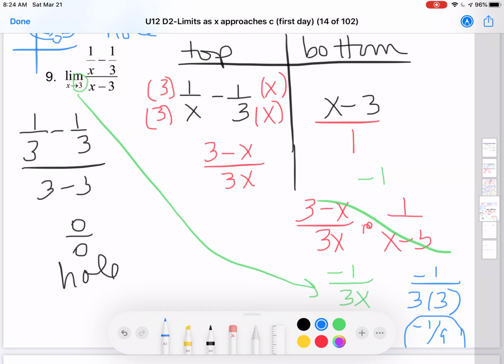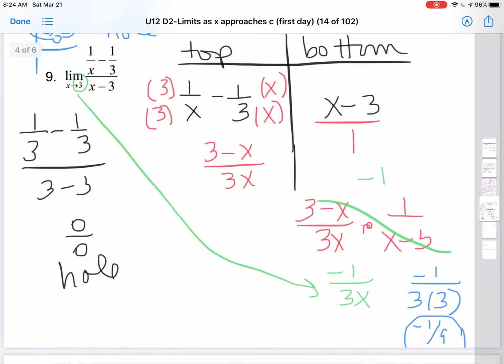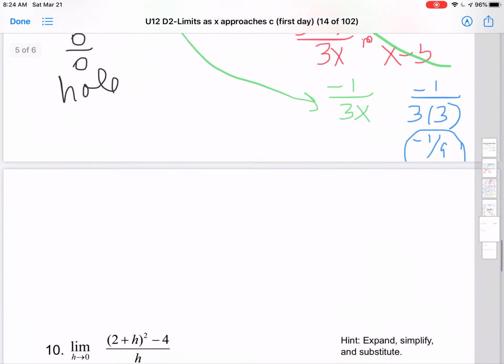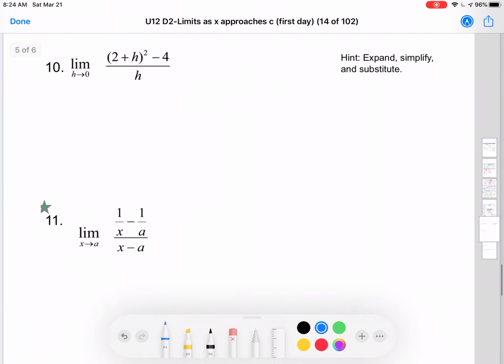Okay, looking good? Hopefully you like it. I'm so sad that I'm not there teaching it to you. All right. Okay, next.